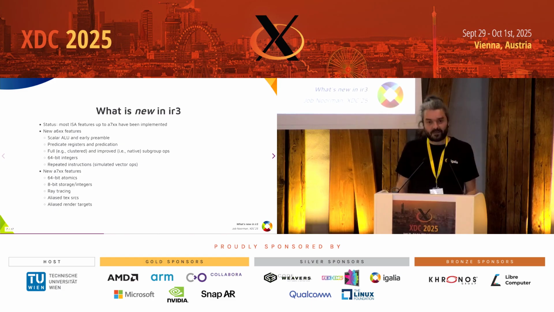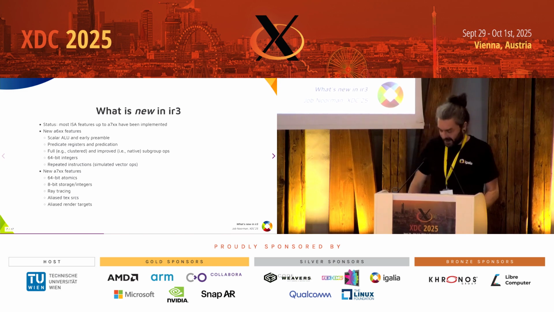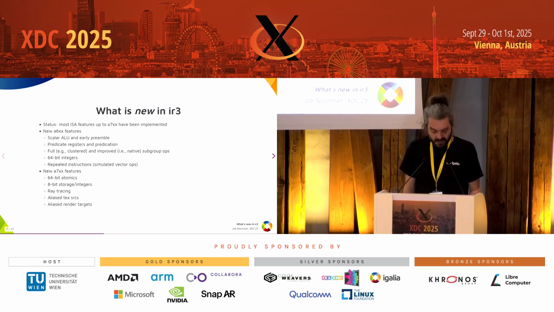I've split what happened in the last year and a half in two separate groups. Older features that were already present in the A600 series, and then newer features that were added in the A700 series. For the older features, one of the big ones that Connor worked on is support for the scalar ALU. So we were already supporting in a limited form these scalar registers, but we were emitting them in very specific situations manually. Connor added full support for the scalar ALU to use it in the preamble or wherever we have uniform values.